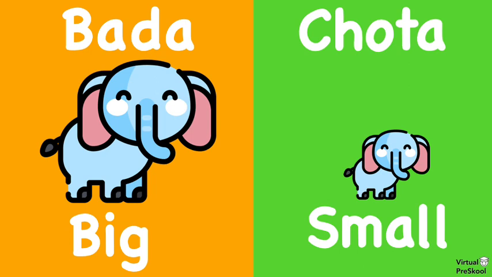Chota. Now, an easy way to remember if you get confused between which one's big and which one's small, remember that the Hindi word for big also starts with a ba sound. Bada. Big, bada. And small, chota. Again, big, bada, small, chota.